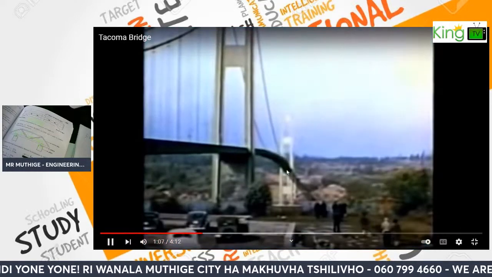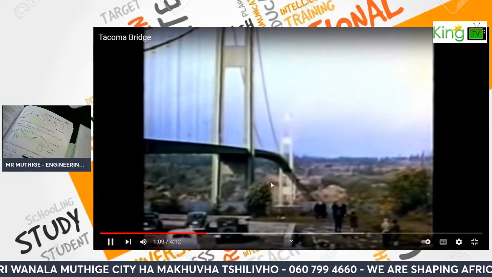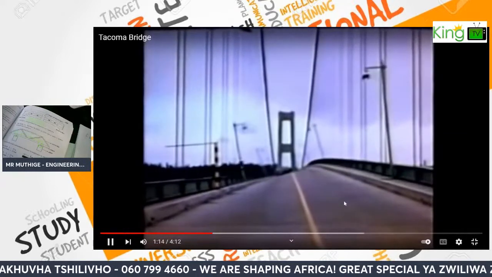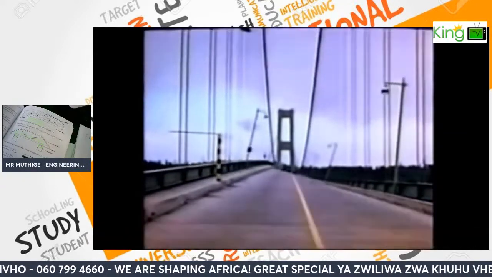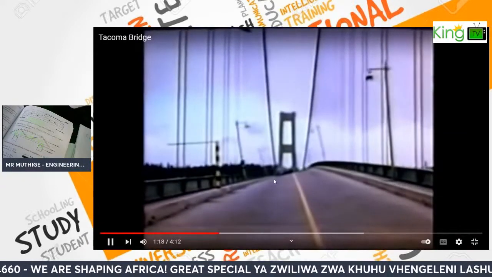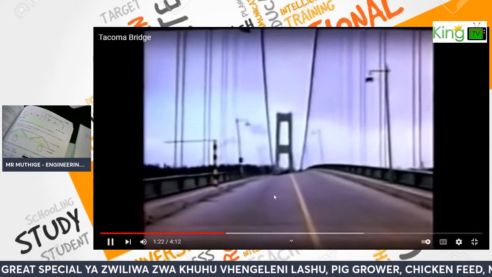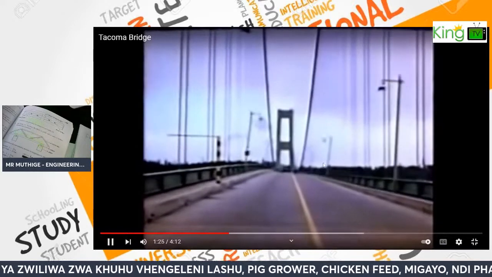And now this one is a combination. Look at that. The bridge suddenly went into a twisting motion. The wind speed was a steady 42 miles per hour. This was enough to keep the bridge oscillating. This is because it is crossing a windy place, and the calculations did not allow for the wind factor and the expansion.